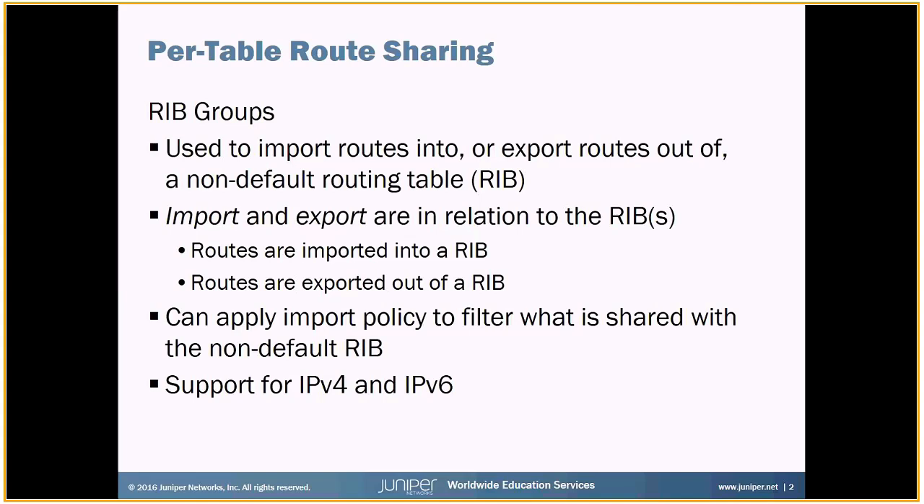In terms of rib groups, we talk about importing and exporting a lot, and those terms are used in relation to the ribs themselves. So we would say routes are imported into a particular rib, or routes are exported out of a particular rib. For rib groups, you can apply import policy to filter what is shared between ribs, and rib groups also support IPv4 and IPv6 routes.